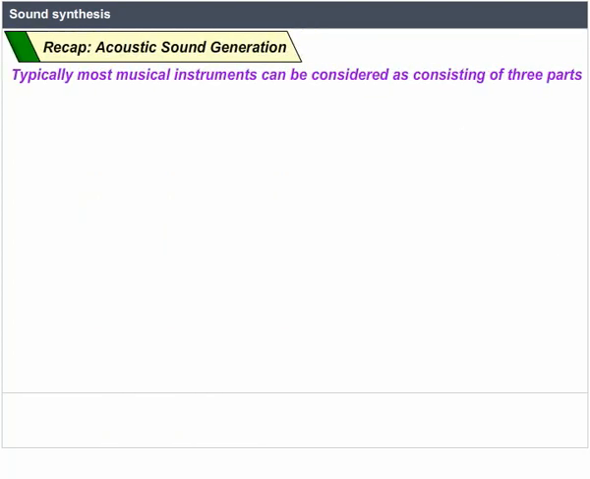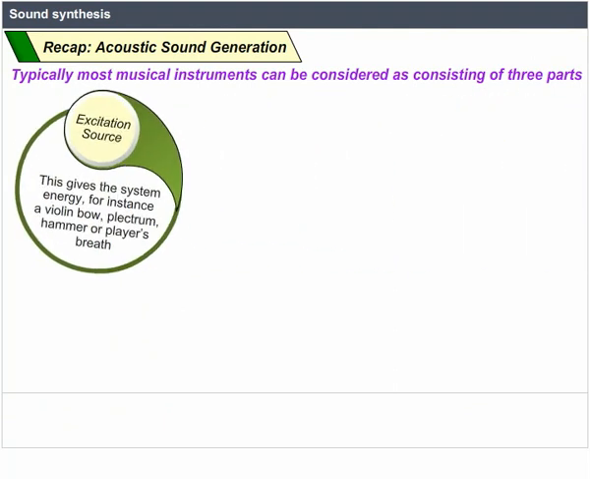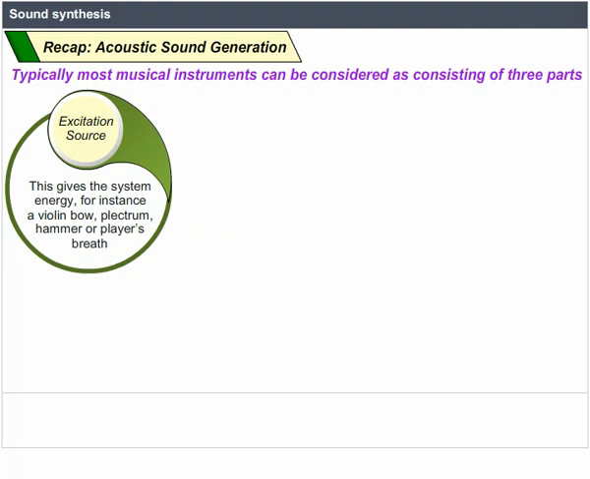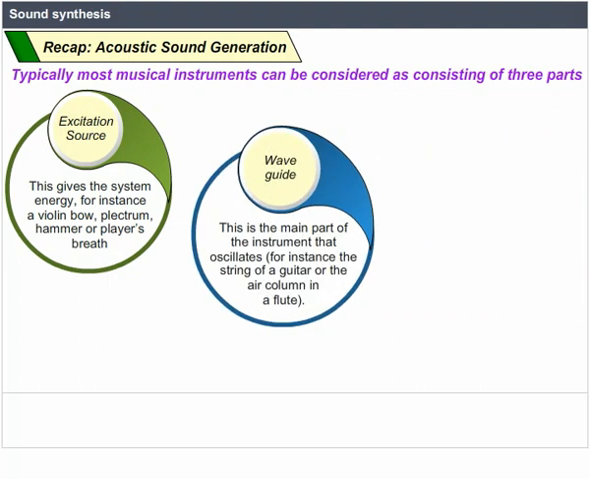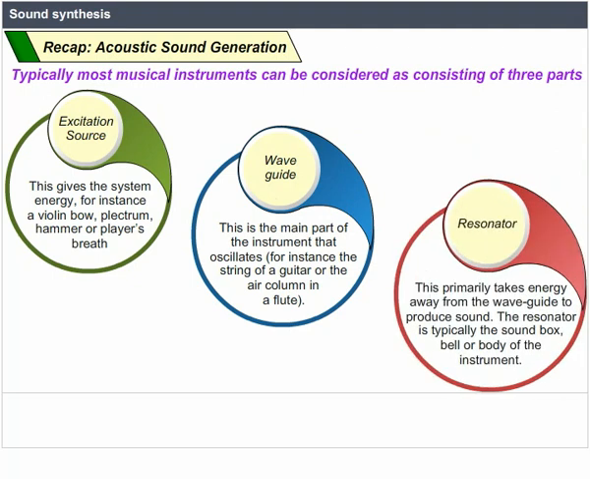Acoustic sound generation. Typically, most musical instruments can be considered as consisting of three parts. Excitation source. This gives the system energy, for instance, a violin bow, plectrum, hammer, or player's breath. Waveguide. This is the main part of the instrument that oscillates, for instance, a string of a guitar, or the air column in a flute. Resonator. This primarily takes energy away from the waveguide to produce sound. The resonator is typically the sound box, bell, or body of the instrument.